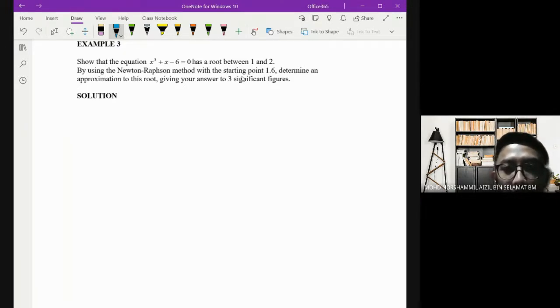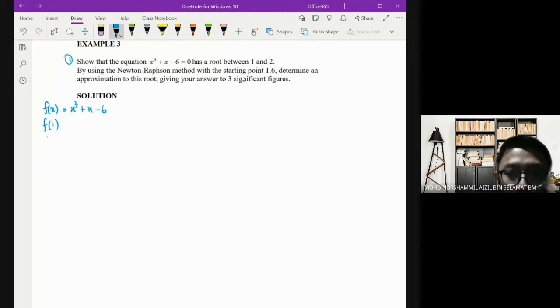Yang malas sangat. Example 3. Show that the equation x cubed plus x minus 6 equals to 0 has a root between 1 and 2. Okay, show. Ini ada soalan pertama dulu ada kat situ. Dia suruh show dulu guys. So means that fx, we let it be x cubed plus x minus 6. Kita kena pakai algebraic method yang tadi tu.